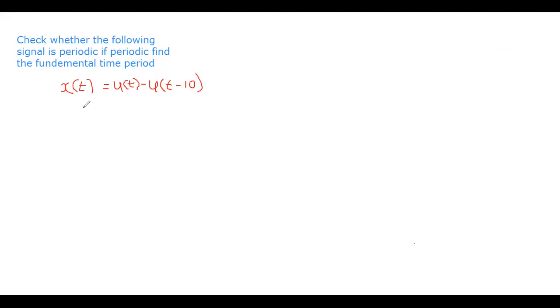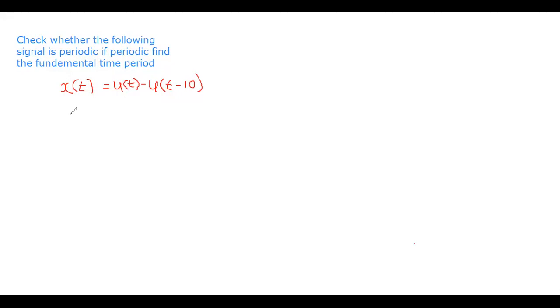Okay, now see here, x of t is equal to u of t minus u of t minus 10. This is the problem you need to solve. You need to check whether this x of t is periodic or not. If it is periodic, we need to determine the fundamental time period also. Now, see, this is case 2.